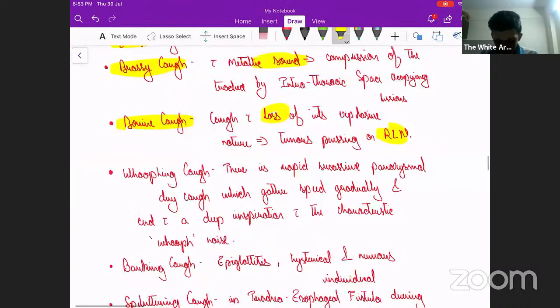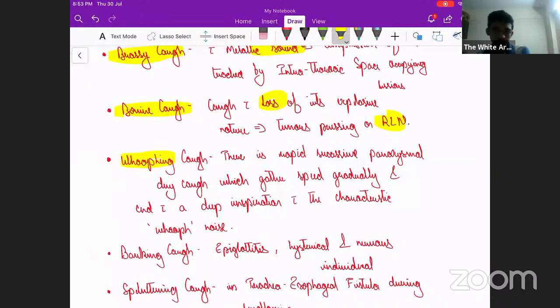Next is woofing cough. Over here there will be continuous bouts of cough followed by a woof. Okay, the patient won't be able to inspire only. So there will be continuous bouts of cough that is followed by one large inspiratory effort, which will lead to the woofing noise that is present.